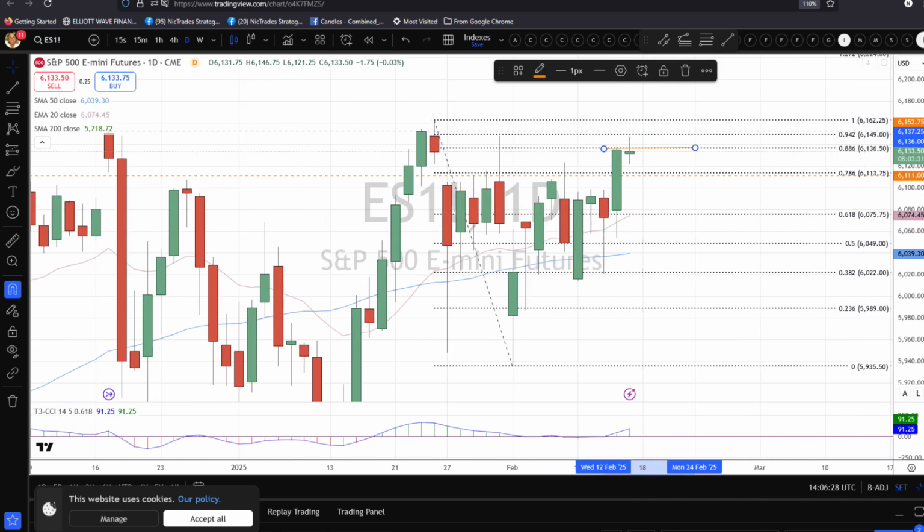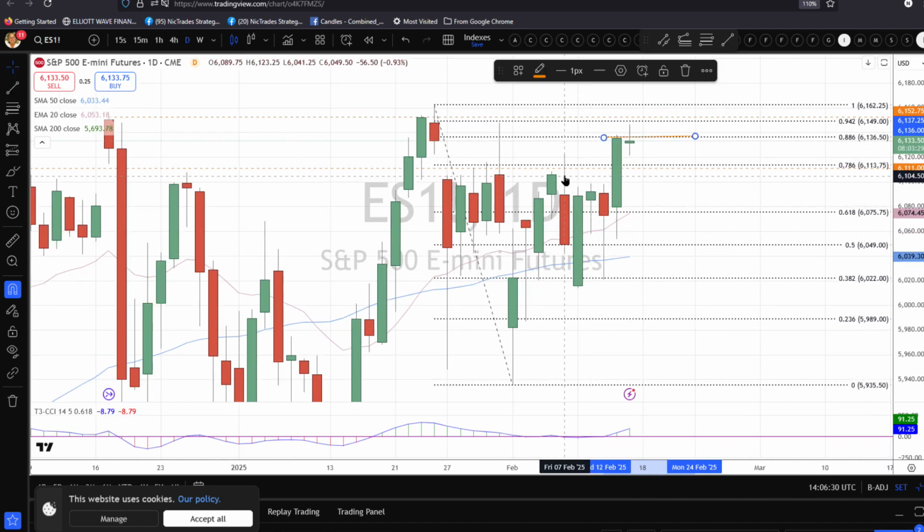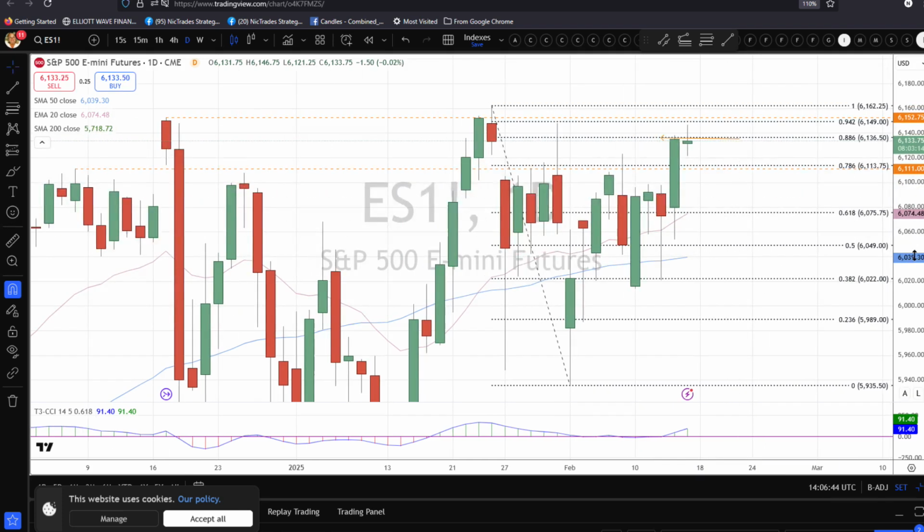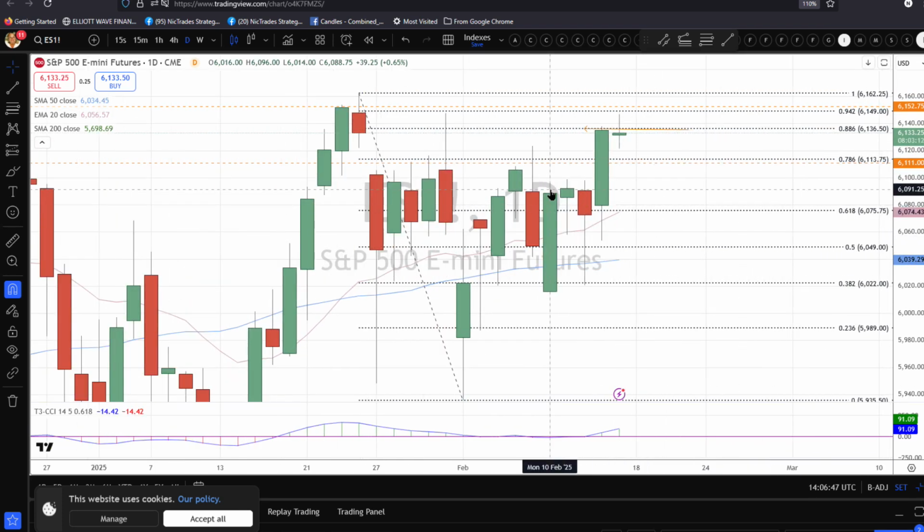Where does the 886 fib come from? Well, if you say that the 786 is a square root of 61.8, then 886 is a square root of 786. That's where this number comes from. It does work. And this is where we've kind of paused. So we're going to apply the same fib rules to the S&P, continuing higher here.